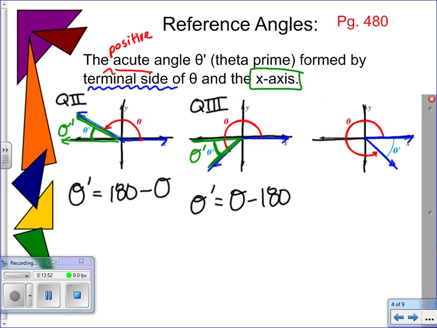And then to help us create our rule for the fourth quadrant, we want to think about what's that reference angle. Remember, the reference angle is made up of the terminal side and the x-axis. Now I'm going back to the positive side, because if I went back to the 180 mark, that wouldn't be an acute angle anymore. So there's my theta prime. We're in quadrant 4 right here.